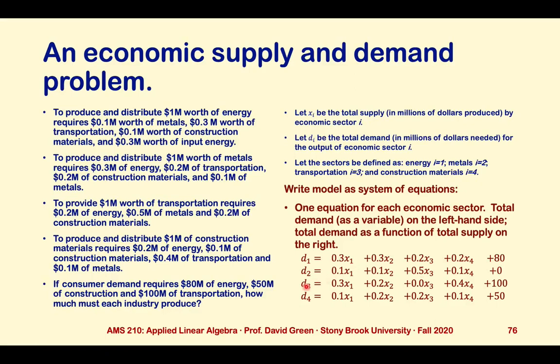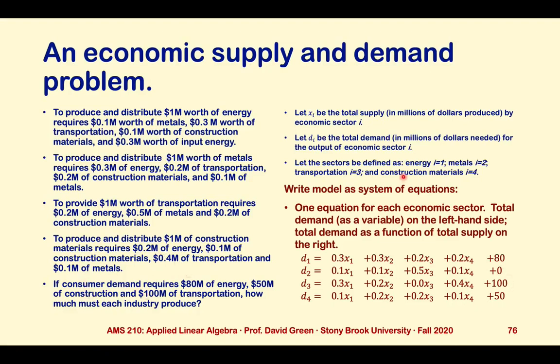For transportation, to produce energy, there's a demand of 0.3 of transportation. To produce metals, there's a need of 0.2 of transportation. To produce transportation, it does not require transportation, so 0. To produce construction materials requires 0.4 of transportation. There's a demand for 100 million.